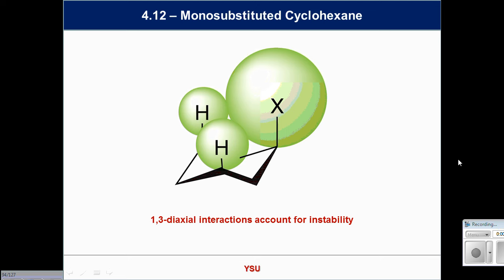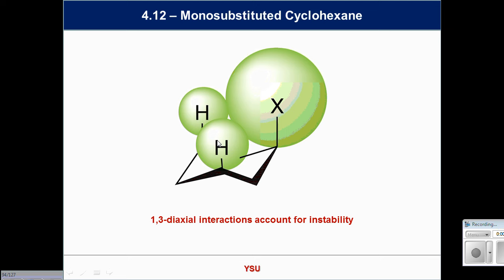And find out that axial is a problem. The fact that you put a large group in an axial position on a cyclohexane ring is usually a problem. And that's because you have interactions across the cycle. So I need to define this. Where does this 1,3 thing come from? Well, it comes from the fact that over on the right-hand side here, there's my number 1 atom. And 2, 3 atoms away, I have a second axial substituent.